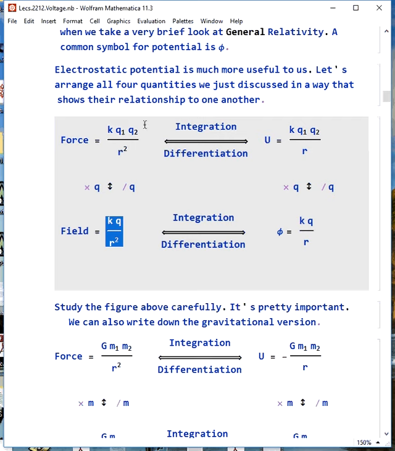If we integrate the field per distance, we get the potential. If we take the potential and multiply it by the charge again, now we're back to potential energy. We could go from potential energy to force by differentiating. So we can go from one of these to the other, and we have this nice sort of table that puts them all together. This is really kind of a big deal.